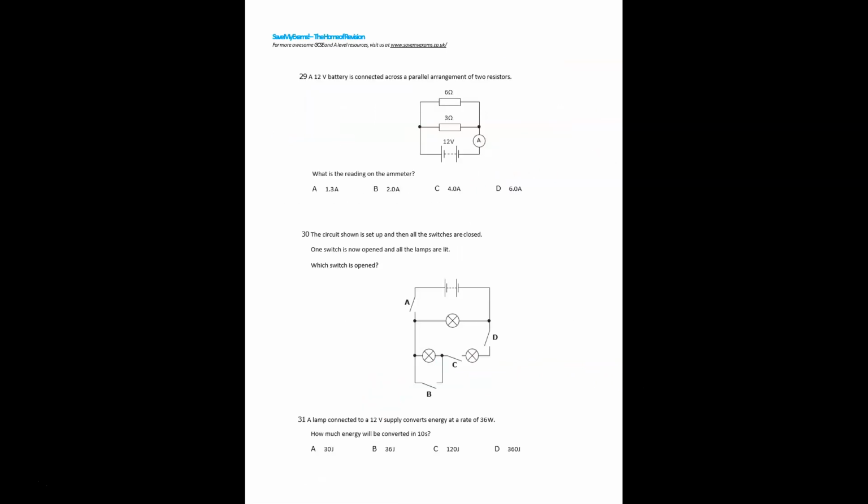Here they ask what the ammeter value is. Check the voltmeter, voltage 12 volts, and here two resistors are connected in parallel. There is a formula R1 R2 over R1 plus R2. If there are only two resistors, you can use this formula. So what is the total resistance? 6 times 3 over 6 plus 3. 18 over 9. 2 ohm is the total resistance.